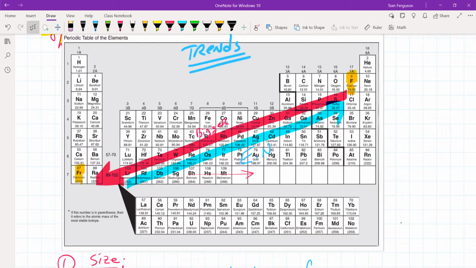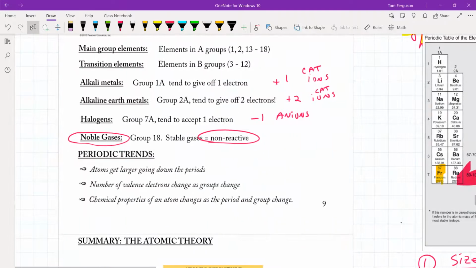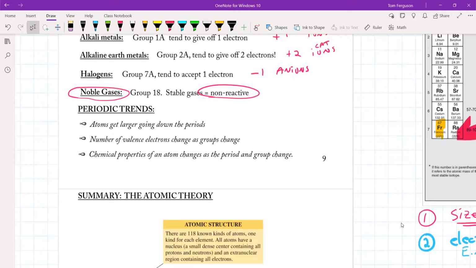Those are the two major trends for right now. We're going to talk about some more later, but these are the two main ones I want you to know. Electronegativity, which is the tendency for one atom to attract the adjacent atom's electrons, or electron cloud, we'll see later, and then size. And we haven't talked about valence electrons at all yet. There are two kinds of electrons, valence and core. I'm going to talk about those, I believe, on Monday.